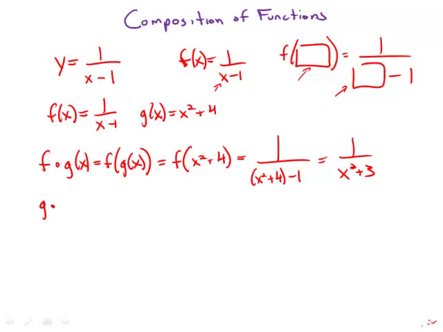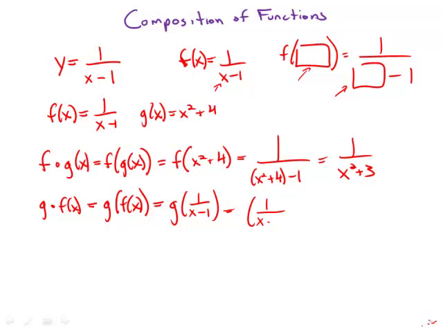If we compose them the other way, g of f of x, what this is is g of 1 over x minus 1, which of course is 1 over x minus 1 squared plus 4. So notice that these two are not equal. They're not even very close. Composition of functions is not commutative. f composed with g of x does not equal g composed with f of x.